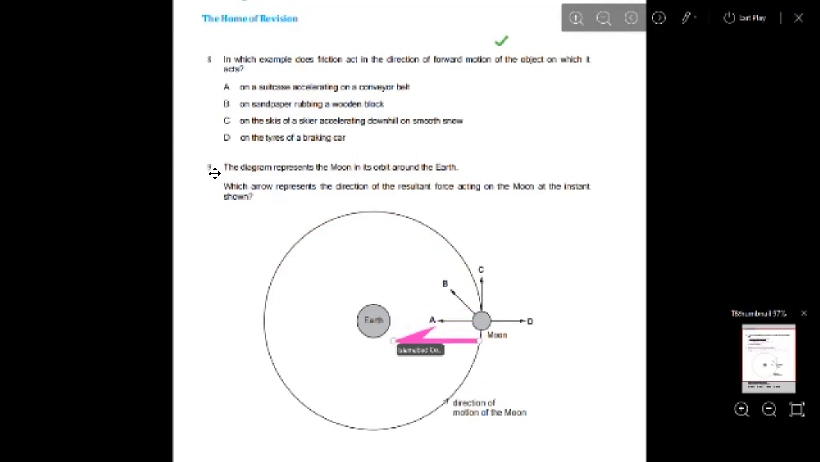You can match it. Centripetal force is inward in direction. This is the centripetal force, and here is a centrifugal force. Centripetal force is inward direction, centrifugal force is in this direction. This is the direction of velocity. Like C is the direction of velocity, B would be some other direction.